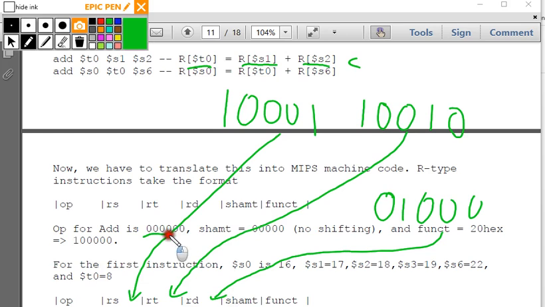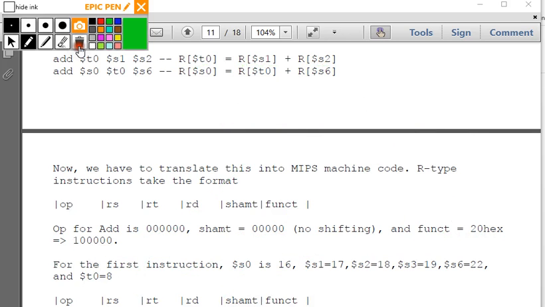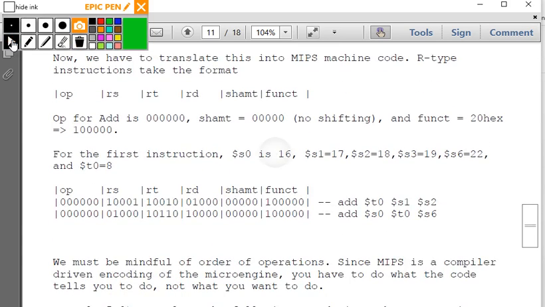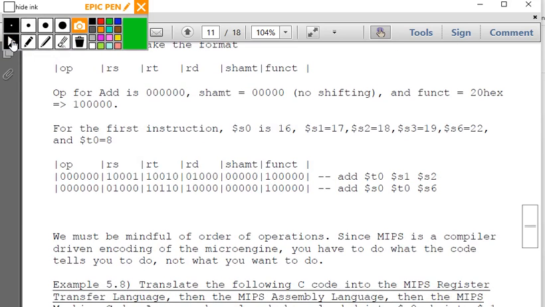So here we've taken our opcode 0. We've taken our shift amount here. And we've taken our funct 20 hex, which is this, and put it here. And our result, I'll scroll up a little bit for those in the back. We have our opcode, S1 and S2. They are added and put in the destination register T0. We do not shift. And then we use 20 hex to represent the function for the first instruction.